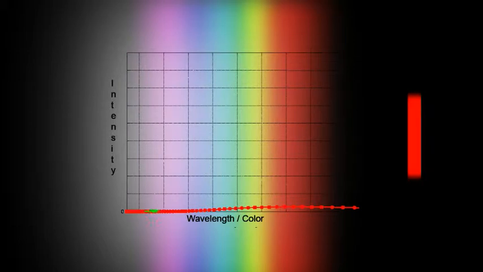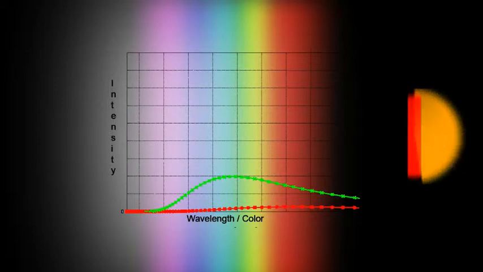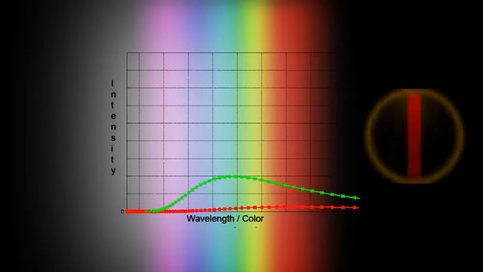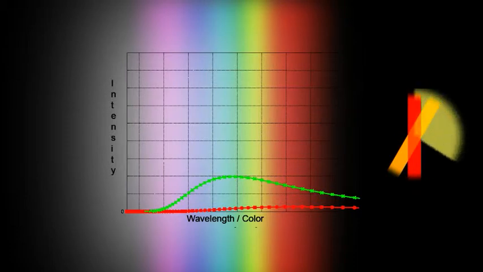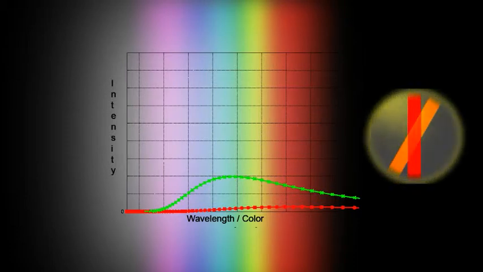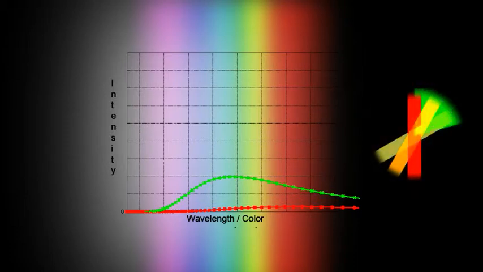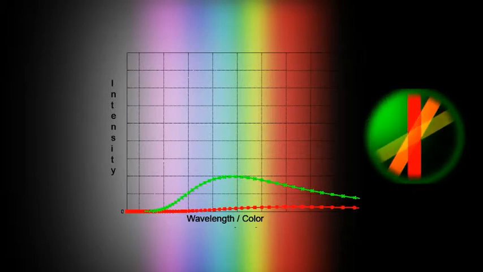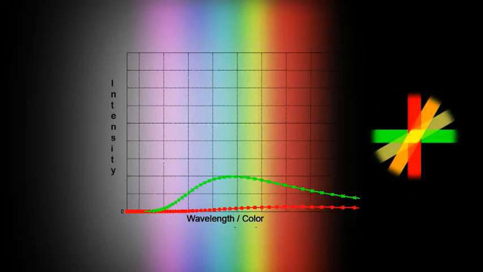This curve shows how much light of each color is emitted by a medium temperature object. And the most light is emitted in the orange, yellow, green wavelengths. So now we add orange, yellow, and green to our cauldron of light on the right. As you can see, the combination so far looks yellow.